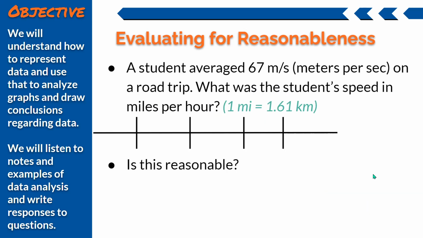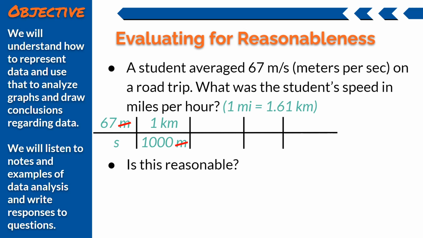All right, here's another one. A student averaged 67 meters per second on a road trip. What is the student's speed in miles per hour? Is this reasonable? So again, we're going to take this 67 meters per second. Because the unit is a fraction, I'm going to put the meters on top and the seconds on the bottom. If you want to put a 1 in front of that S, you go right ahead. Same thing, 67 meters over seconds. And we're trying to convert this to miles per hour. So that means I have to do both a distance conversion and a time conversion. I'm going to go ahead and do my distance conversion first.